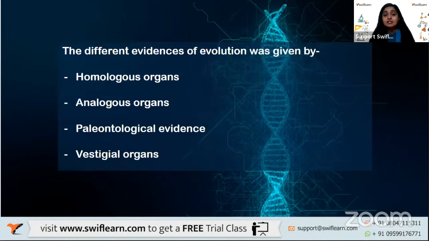Now, the different evidences of evolution were given by homologous organs, analogous organs, paleontological evidence, and vestigial organs. Okay, so these are the different evidences of evolution that were given.